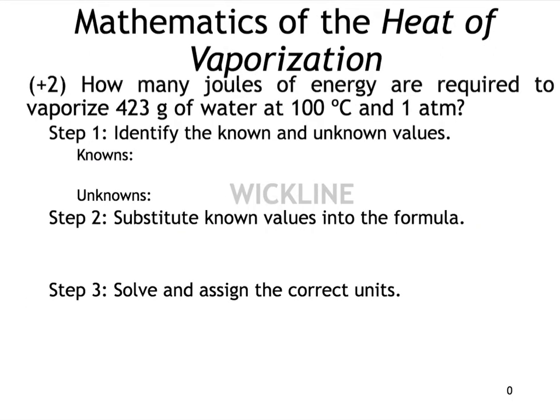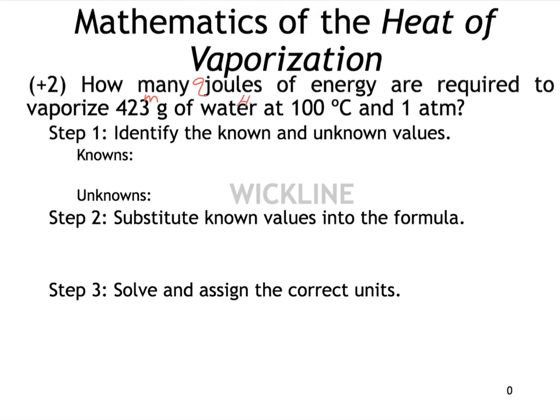All right, so let's do some math of the heat of vaporization. This style of question you've seen before. It reads, how many joules of energy are required to vaporize 423 grams of water at 100 Celsius and 1 atmosphere? So let's label some stuff. When they say how many joules, they're referring to the quantity Q of energy required to vaporize 423 grams, which is a mass, of water.